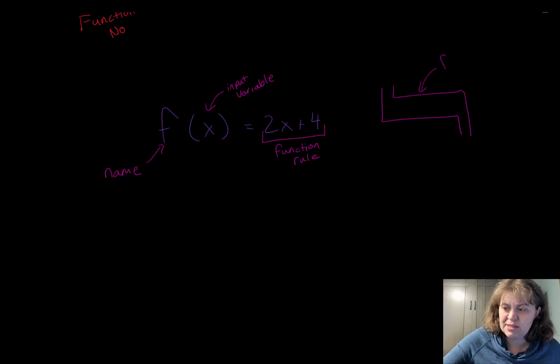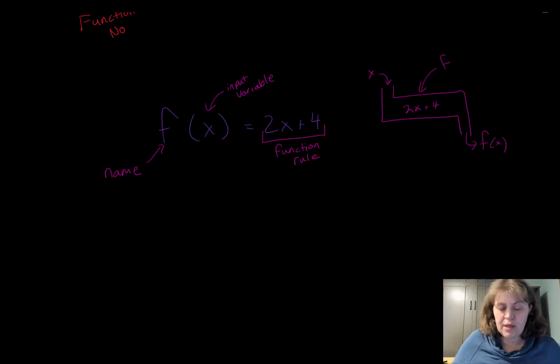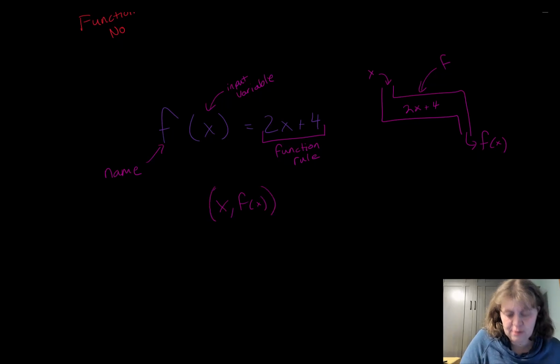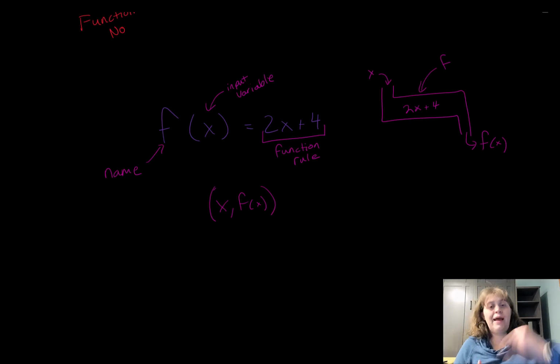This machine's name is f, and the inputs that are getting chucked in here are x. The thing that's going to happen to x is 2x plus 4, and then what's going to come out is f of x. So if we're talking about those ordered pairs, because relations are sets of ordered pairs, functions are relations, the ordered pair for this is x comma f of x. And that would be my ordered pair. And so then the different things that I can snag for my domain and put into here will give me the different outputs, and so on and so forth.